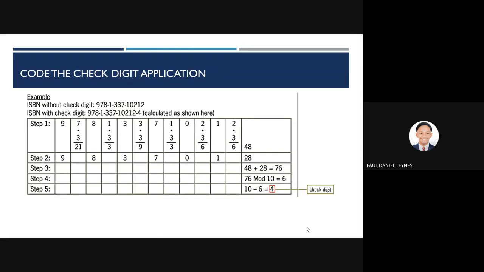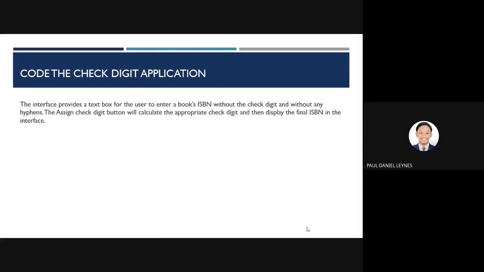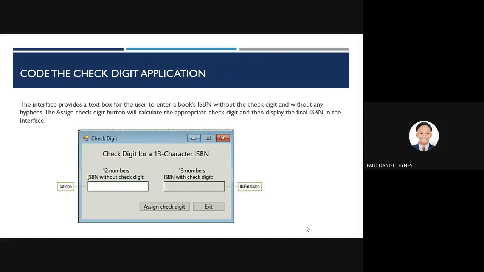Here's the example. The interface provides a text box for the user to enter an International Standard Book Number without the check digit and without any hyphens. The assign check digit button will calculate the appropriate check digit and then display the final ISBN in the interface. It looks like this. Here is the interface of the check digit application.